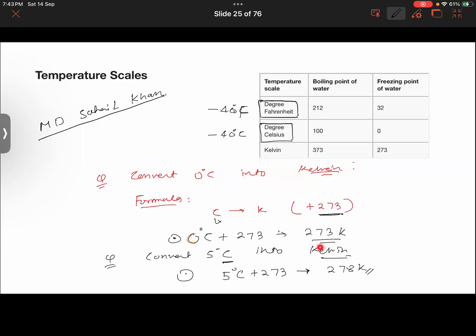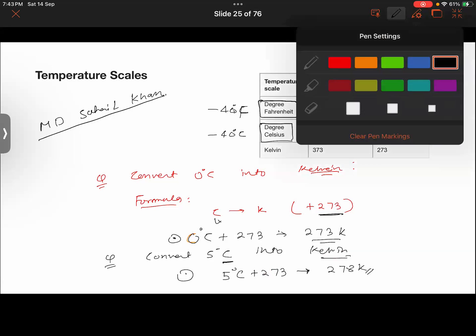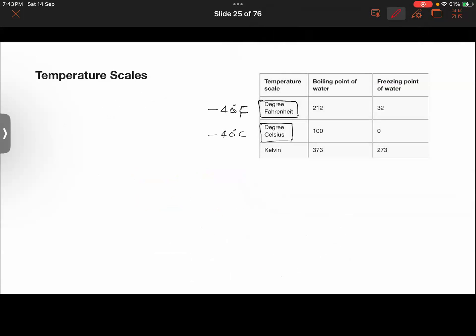So you understood now how to convert from Celsius to Kelvin. Razan, you also understood this now. Yes. Okay. So let me give you guys one question. The question is: convert 34 degrees Celsius into Kelvin scale. What will it be equal to in the Kelvin scale? Both of you do this and answer in the chat box.